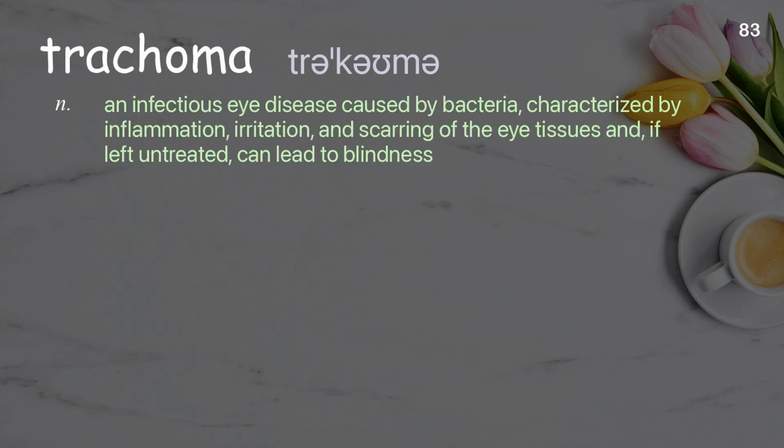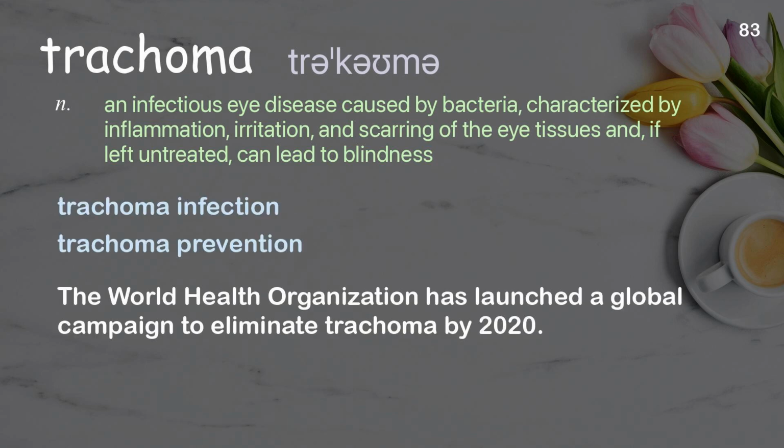Trachoma. An infectious eye disease caused by bacteria, characterized by inflammation, irritation, and scarring of the eye tissues and, if left untreated, can lead to blindness. Examples: Trachoma infection. Trachoma prevention. The World Health Organization has launched a global campaign to eliminate trachoma by 2020.